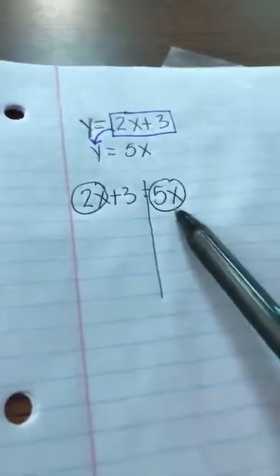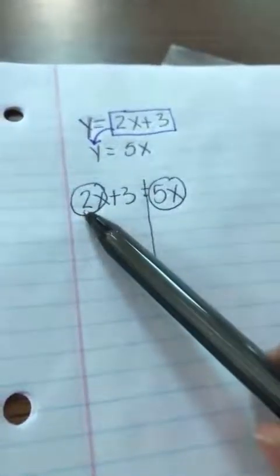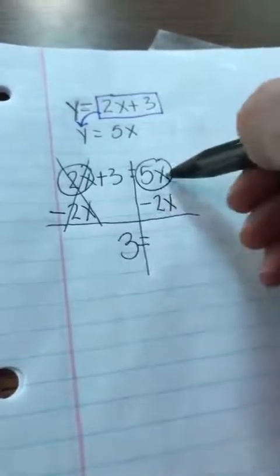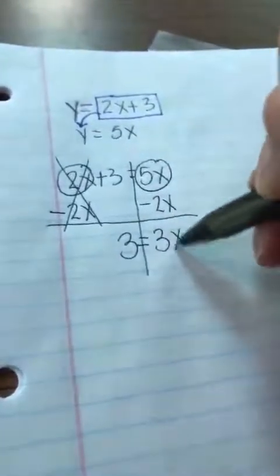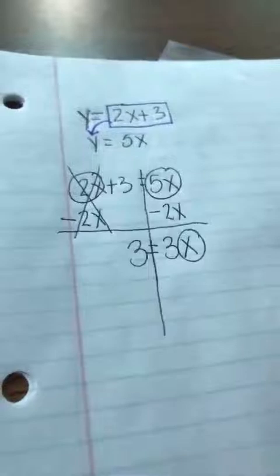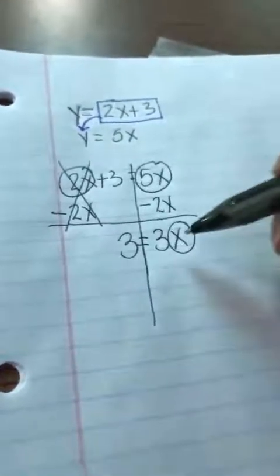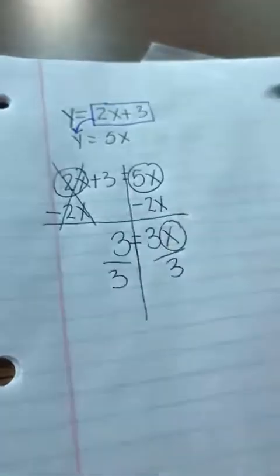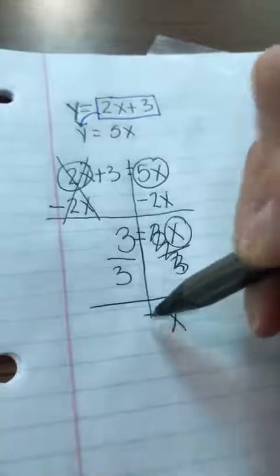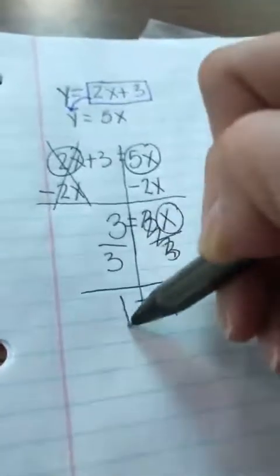I need to get my variables together. I see that I need to move them to this side. The inverse to a positive 2x is a negative 2x. On this side, this will cancel out, and I'll have 3 equals 5x take away 2x is 3x. I circle my variable, draw my line. When two things are smushed together, it's multiplication, inverse operation, division. Divide both sides by 3, and on this side, I'll have an x equals 3 divided by 3 is 1.